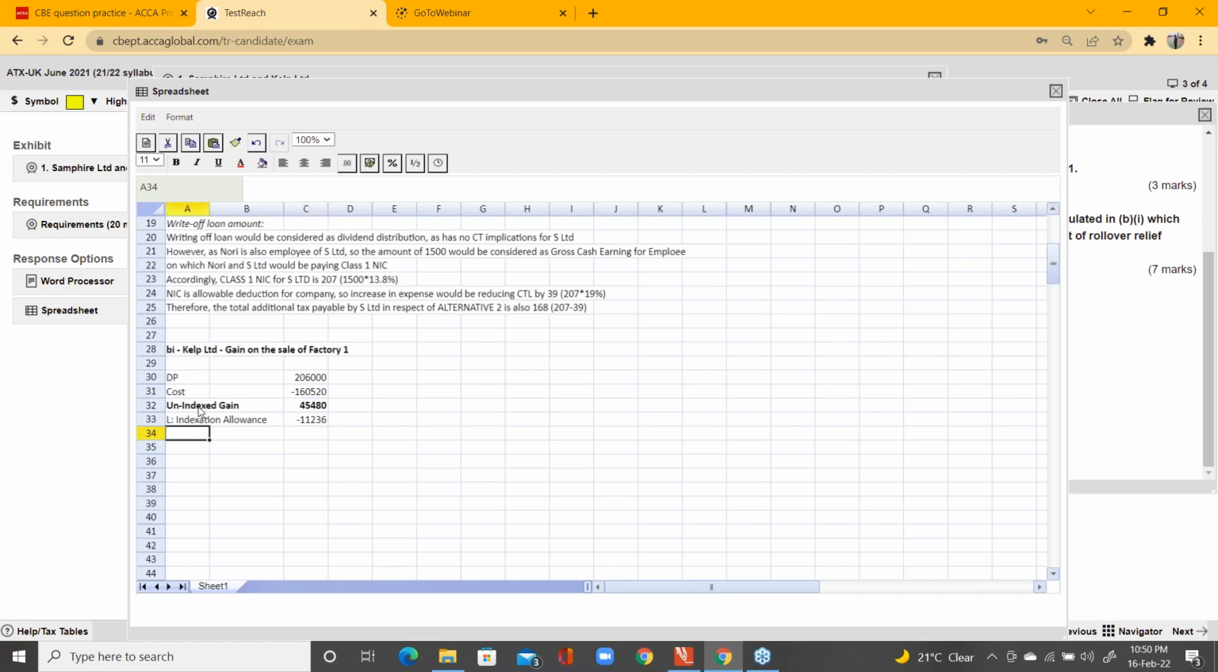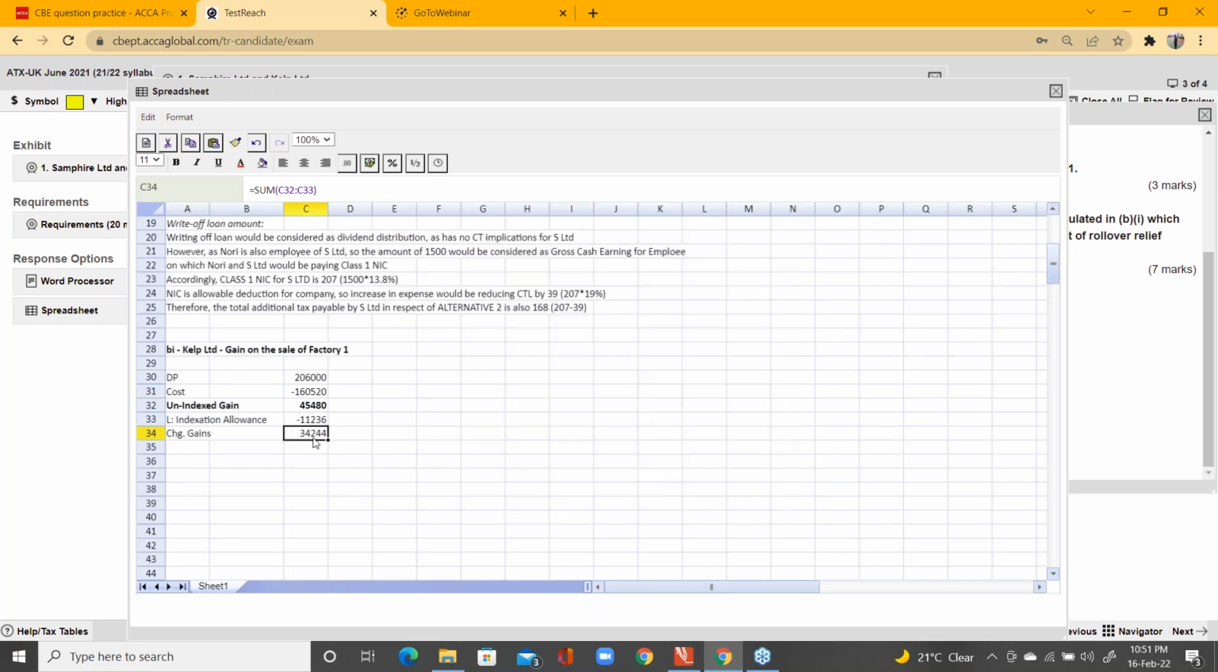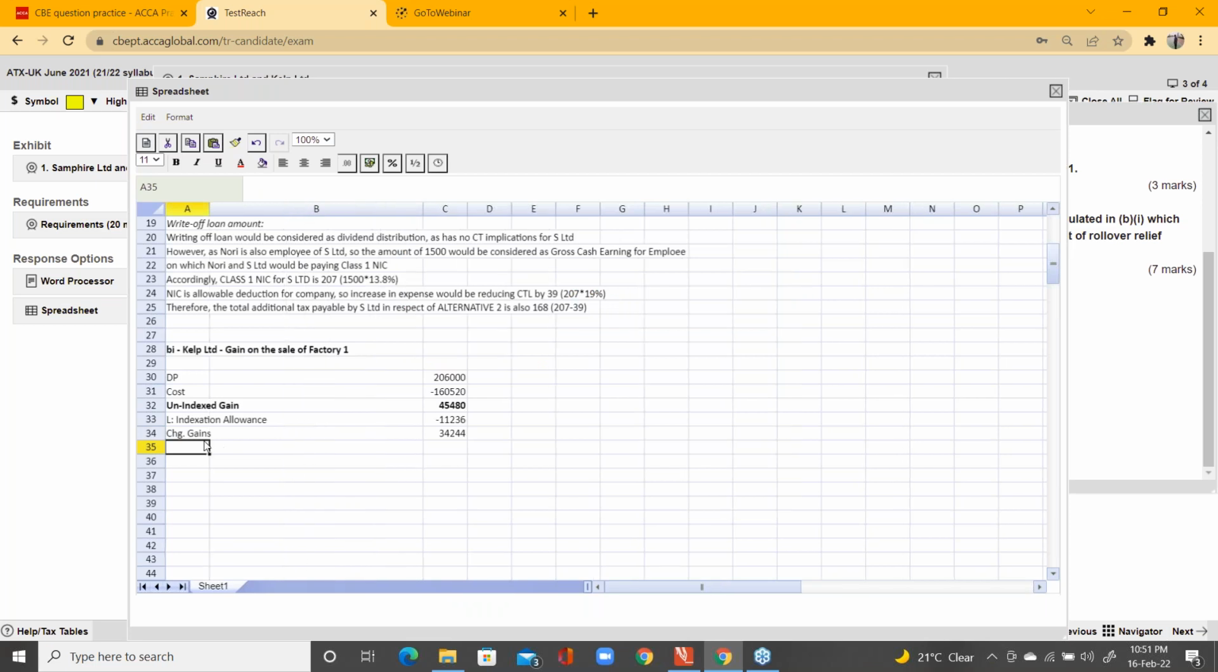After deducting indexation allowance, chargeable gains are calculated as the unindexed gain less indexation allowance, that is 34,244.